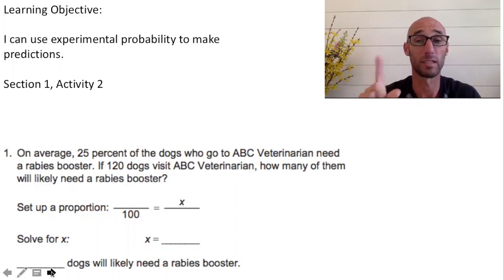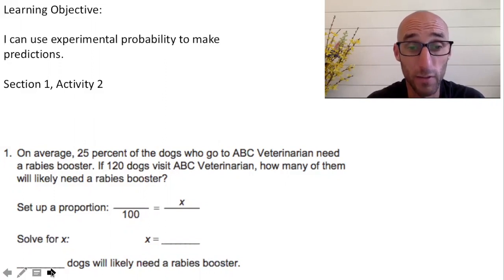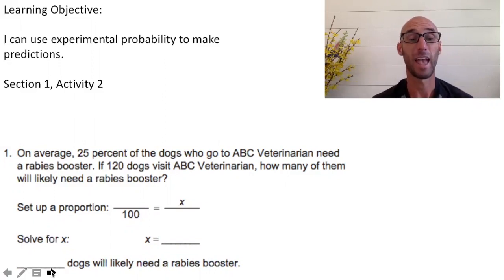This corresponds with section 1, activity 2 of your accompanying worksheets, and let's look at number 1. On average, 25% of the dogs who go to ABC veterinarian need a rabies booster. If 120 dogs visit ABC veterinarian, how many will likely need a rabies booster?